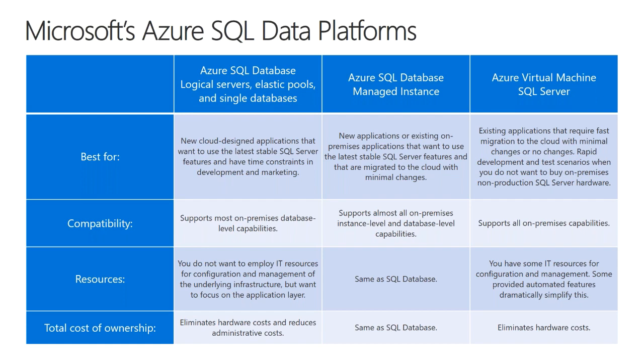The best use of an elastic pool or single database is new cloud design. If we have an application that we want to move from on-prem to the SQL PaaS environment, today we want to choose the managed instance. That allows the most features of on-premises, instance levels, and database levels. With SQL Server database, elastic pool, and managed instance, it allows us to redeploy IT resources away from configuration and management of the underlying infrastructure.